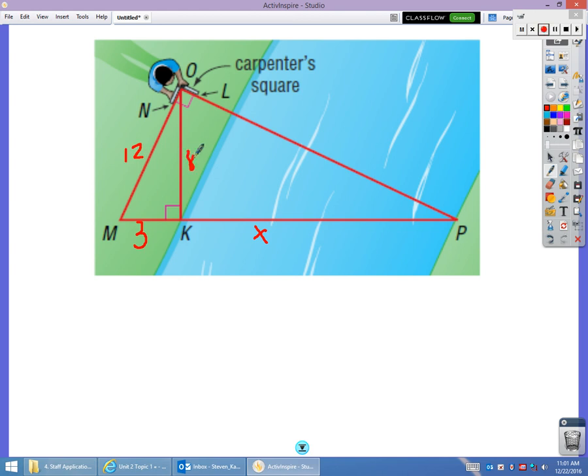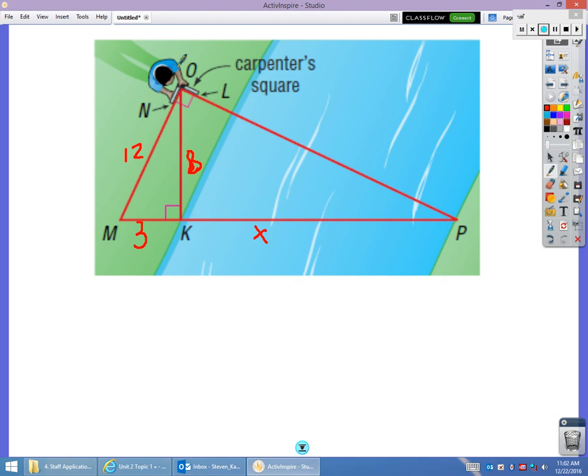Now, I don't know if I used correctly. I know I did not use correctly the 3 lines that will make a right triangle, but let's just assume that I did. So to find out what x is, which would be the length across the river, we would just have to use the knowledge that by creating a right triangle with an altitude, we have 2 similar triangles here. The big triangle is similar to this smaller triangle.